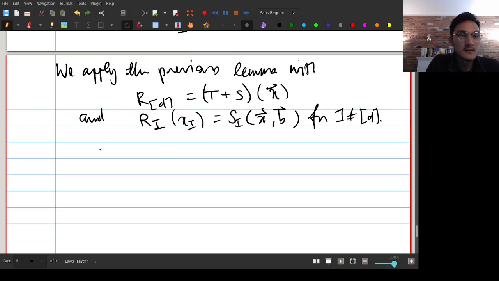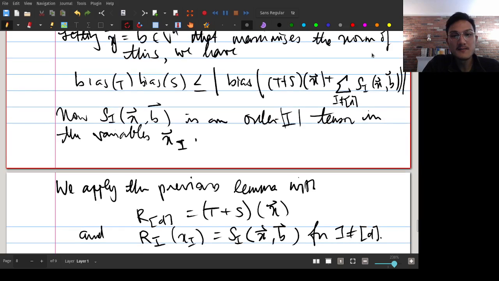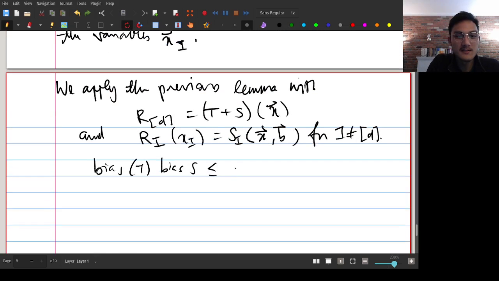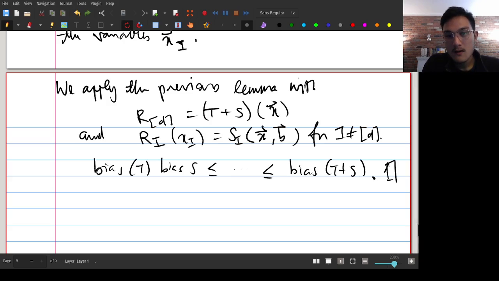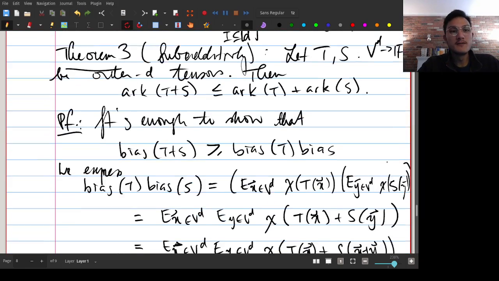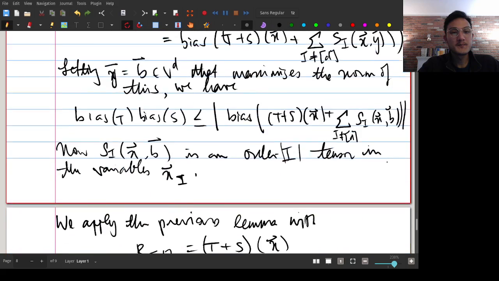Okay, and that tells us that, well, do I need to write it out? So the bias of T, bias of S is less than or equal to this thing, which is less than or equal to, I'm not going to write it, the bias of T plus S, the bias of R_D. And that's all we needed to show. So we proved that the analytic rank is subadditive.